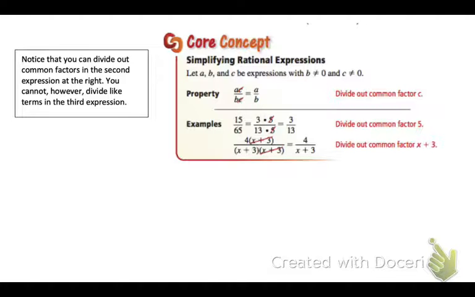Now look at some examples. 15 over 65. You have simplified fractions for a long time in your math career. We can divide both of those by 5 and it would simplify to 3/13. Now look at the rational expression example. 4 times x plus 3 over x plus 3 times another x plus 3. One pair of x plus 3's will divide out and we'll be left with 4 over x plus 3. Now notice in the box it says you can divide out common factors in the second expression on the right. But notice the third expression we cannot divide out.